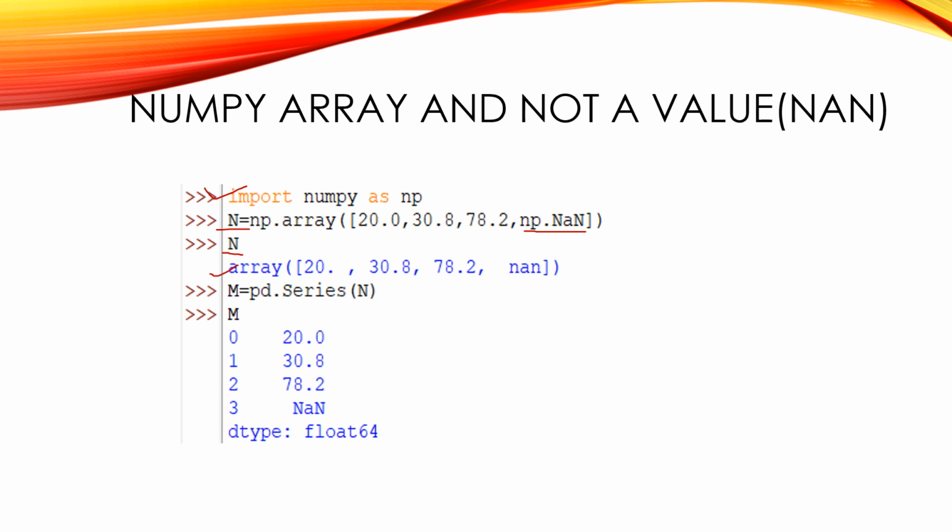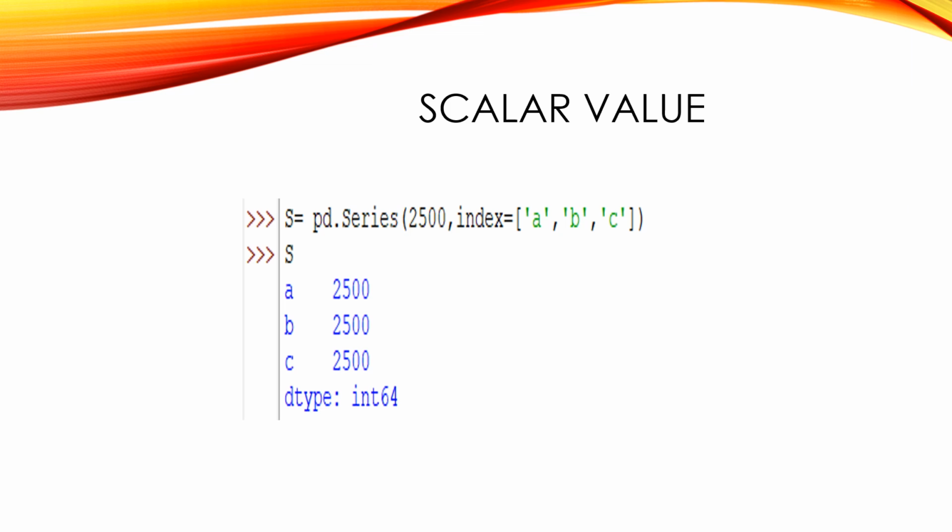Now we'll convert this array into a series by creating an object m using pd.Series and putting the argument as n, which contains the np.array. As we print m, we can see that these values are printed as float, and at the third index you can see the NaN value is shown. The dtype is float64. Whenever a NaN value is there in the series, the dtype automatically becomes float. Please remember.